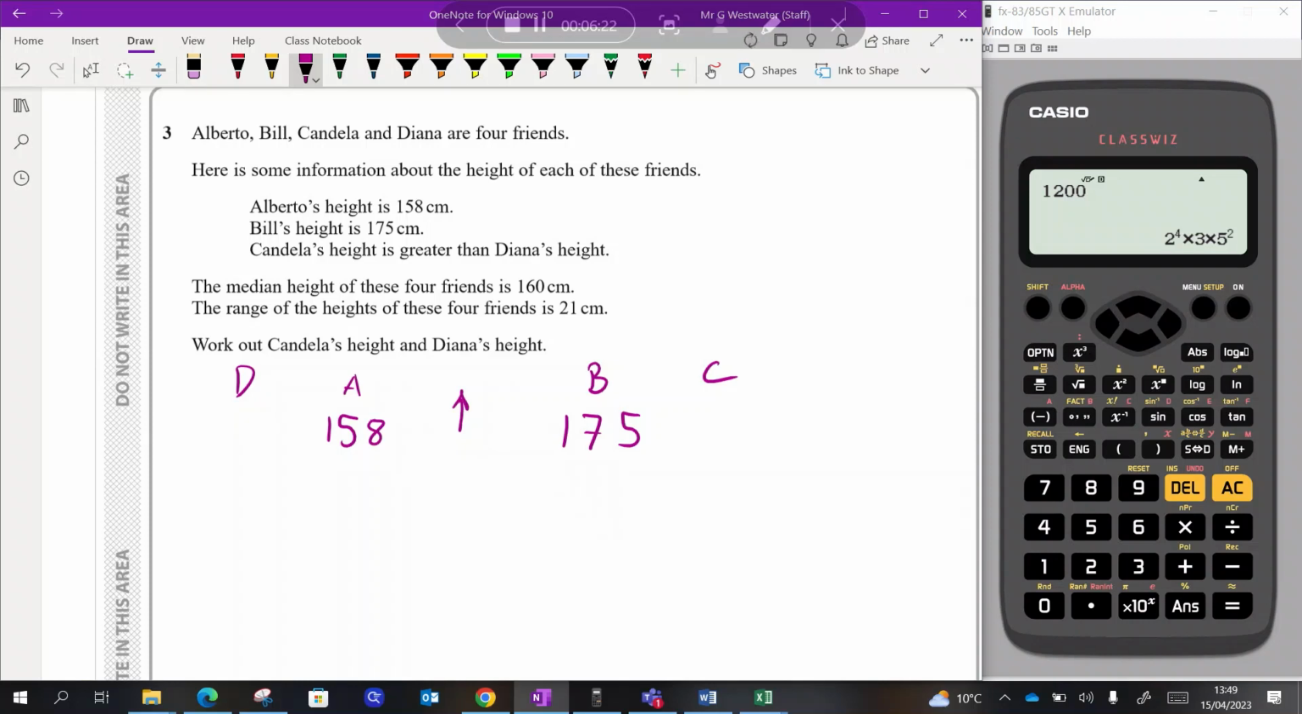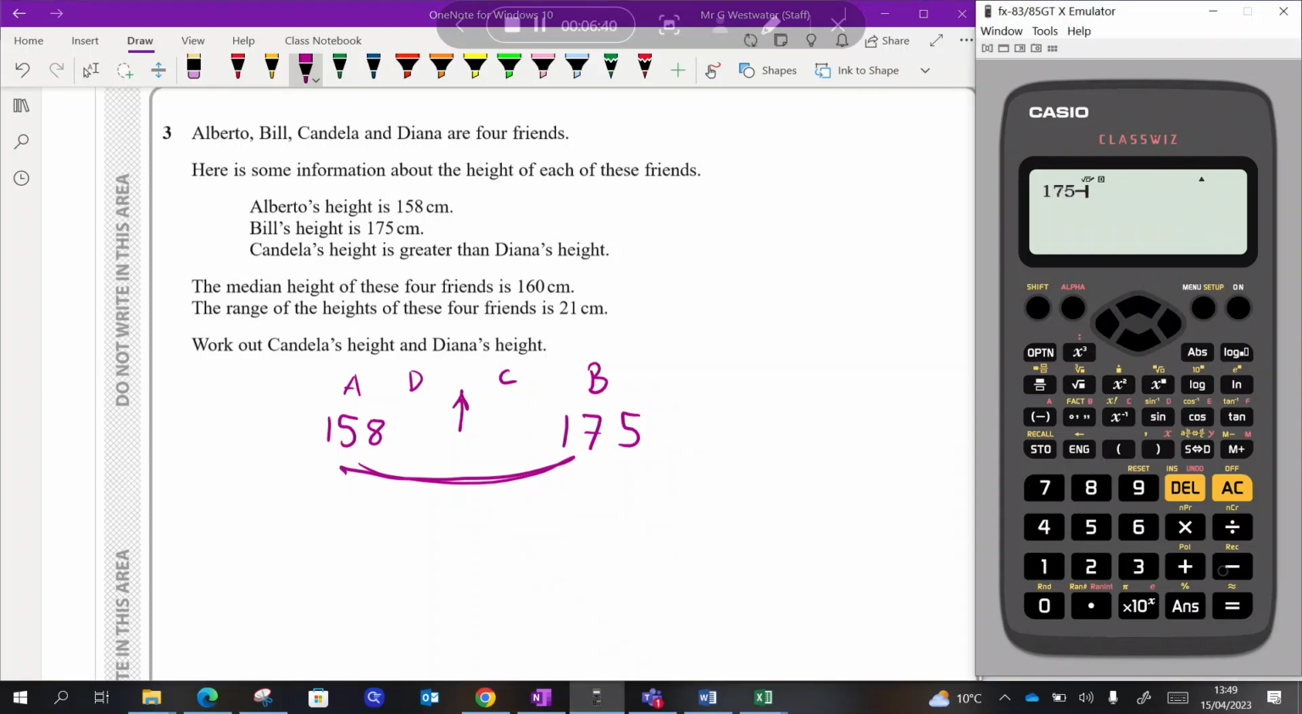So let's do a couple of hypotheticals. Let's say this can't be the case. If it were this way round, D and C, well then our range would be between these two, but this does not have a range of 21. In fact, 175 minus 158 is 17, so this wouldn't work, so we can rule out that combination as well.